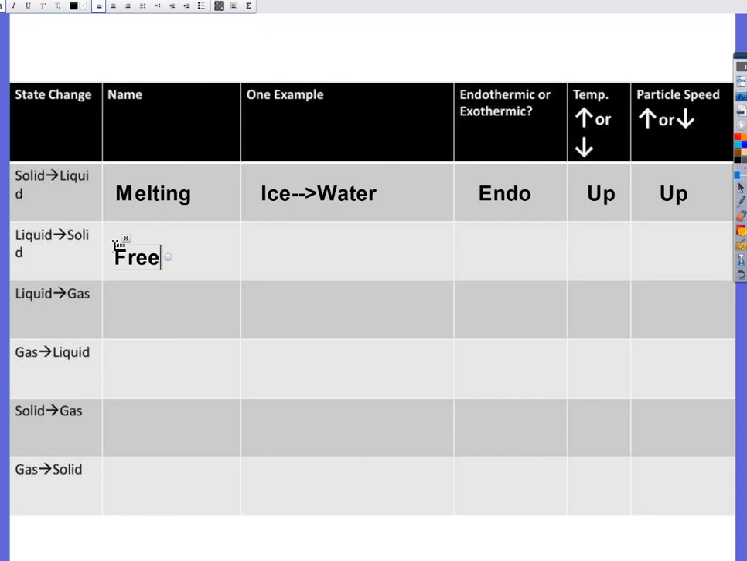Liquid to a solid is freezing. So the opposite of melting would be water to ice. And if you go from water to ice, the energy is leaving because water is moving fairly quickly. Its atoms are moving around. As it becomes an ice, the particles only vibrate in place. So energy left, it's going to get colder, which is why the temperature goes down. Particle speed also goes down.